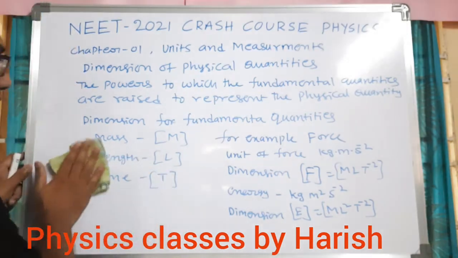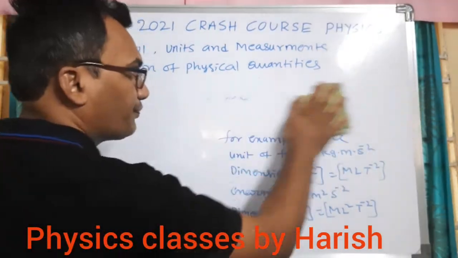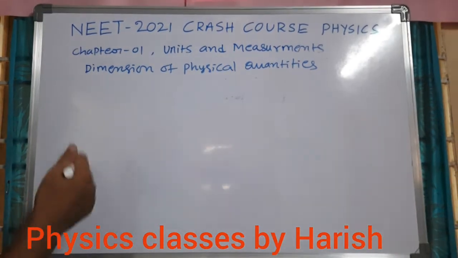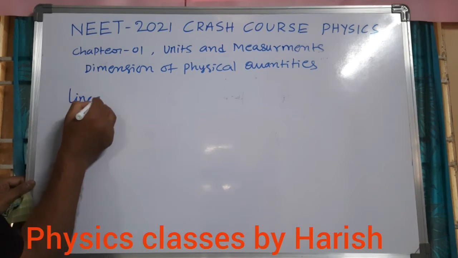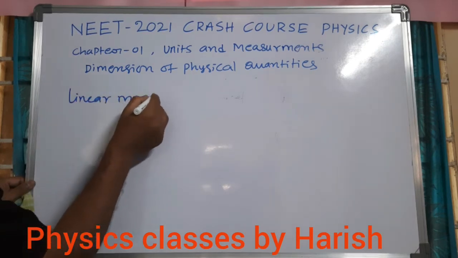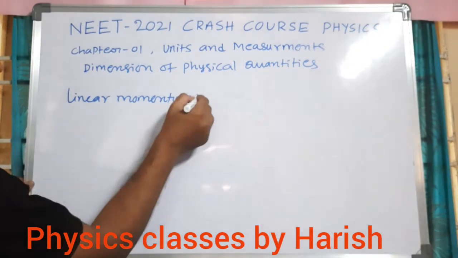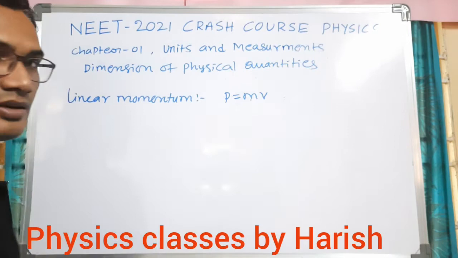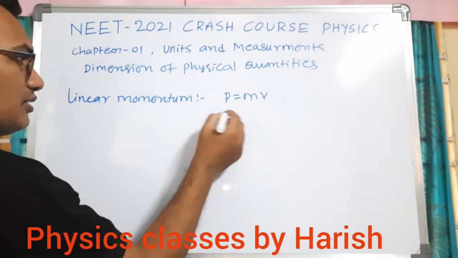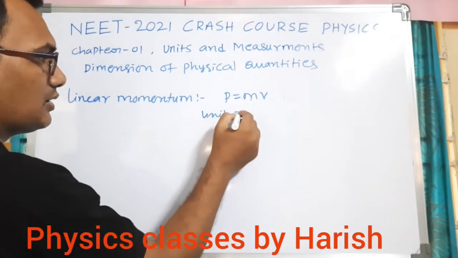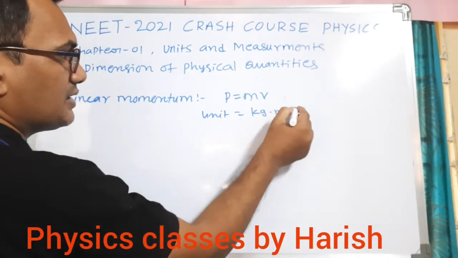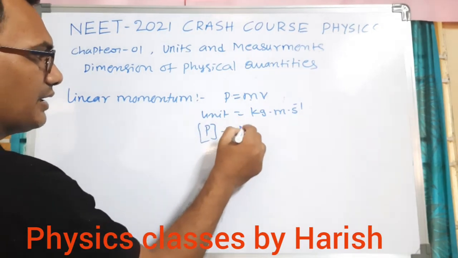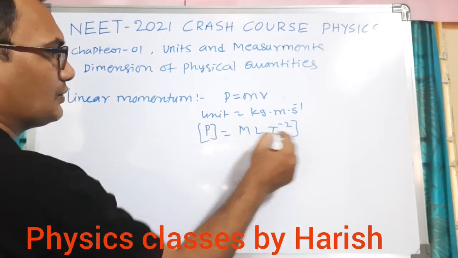I'll write a few more physical quantities. Let us take linear momentum. Linear momentum P is equal to m v, where m is mass and v is velocity. The unit is kg meter second minus 1. So the dimension of linear momentum is M L T minus 1.